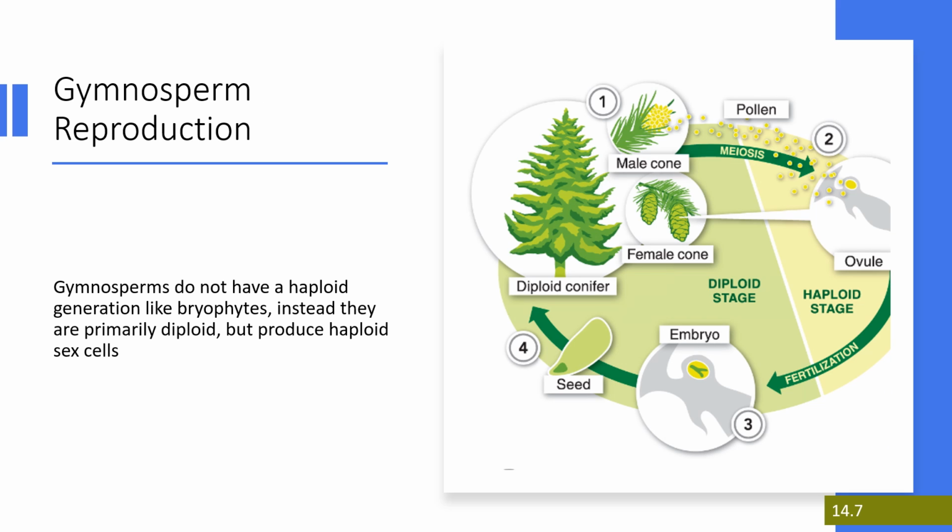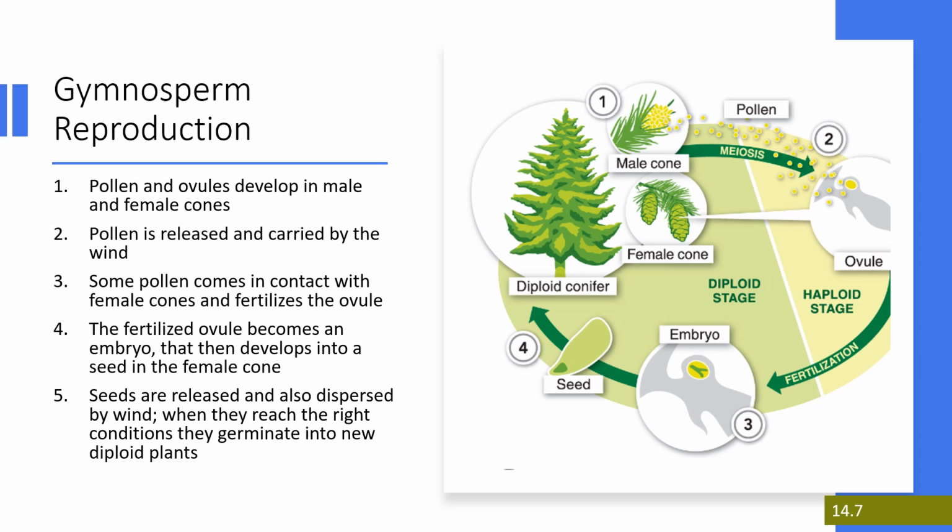Gymnosperm reproduction does not have the two generations found in bryophytes. Instead, their reproduction is more like ours. The adult plants are diploid, which again means they have two sets of chromosomes. And they produce haploid sex cells, or sperm and eggs. Again, remember that these cones are either male or female.